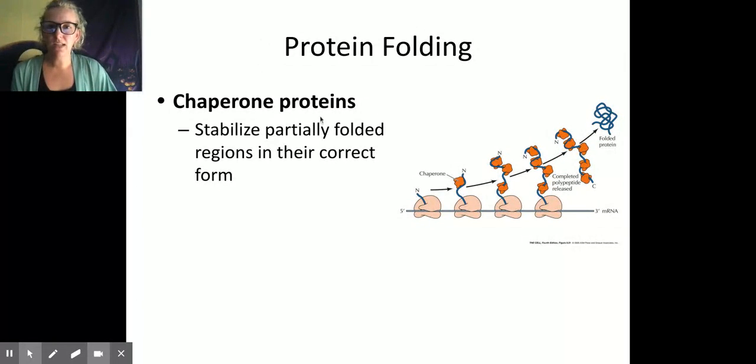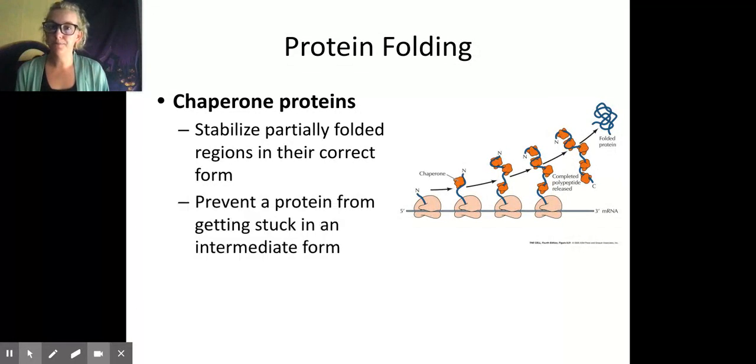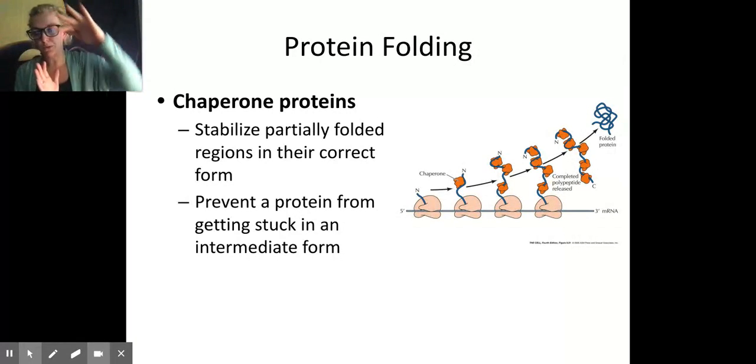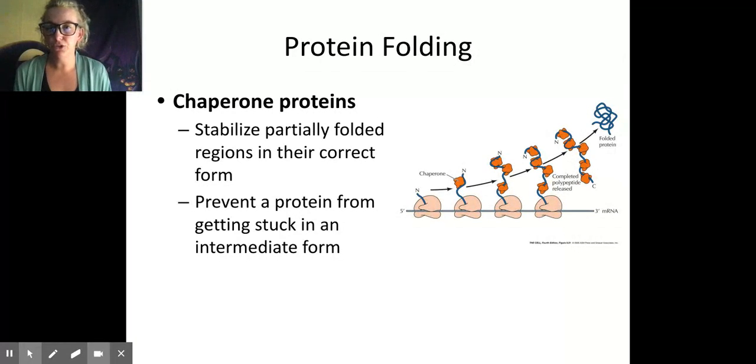Chaperone proteins stabilize regions so that those regions can stay in form as other regions begin to shape as well. The chaperone proteins also prevent the protein from getting stuck if they were to bend or fold in a way that those attractive or repulsive pulses are too strong and they can't unwind. Those chaperone proteins help keep those folds in place so that they don't fold over too hard or reach some other kind of attraction or repulsion that's not intended.